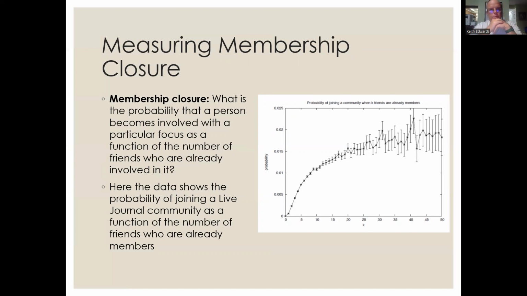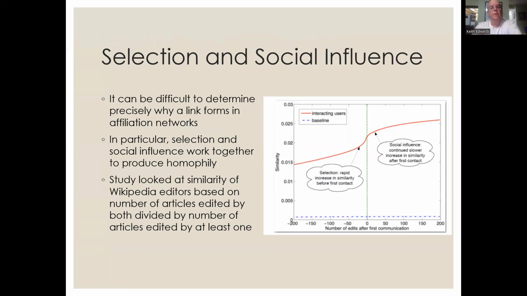So, if I was in communication with someone who was editing an article on Jakarta, is it likely that I'm going to end up having Jakarta as a focus of editing? That one actually turns out to be true as well. So, breaking up again the selection and social influence factors is quite difficult.